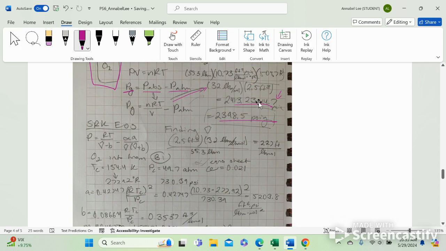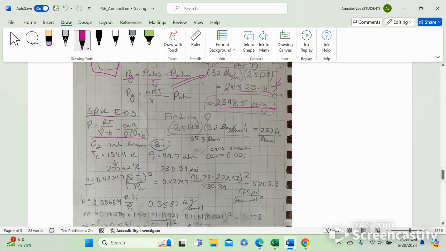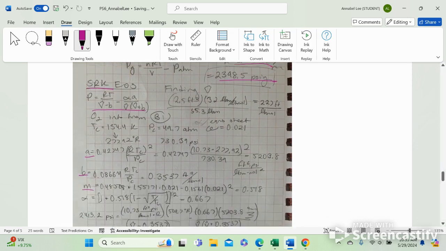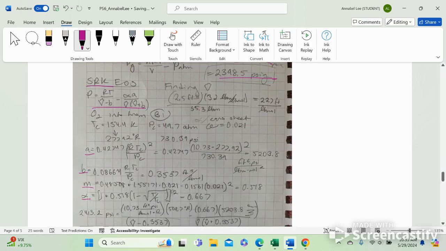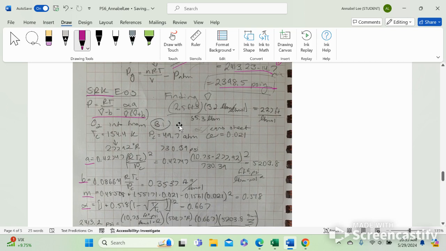But wait, in part B, it says the ideal gas equation probably isn't that accurate, so we're going to do SRK instead. Here's the SRK equation. You need to find all these variables like A, B, M, and also alpha right here. That's all on the equation sheet, which just has the equations on there.